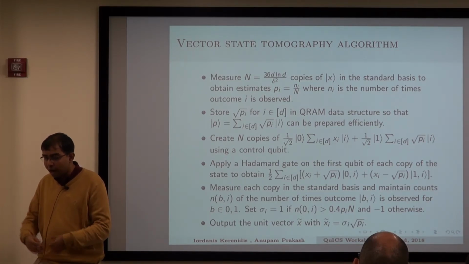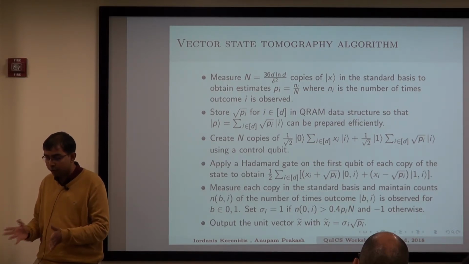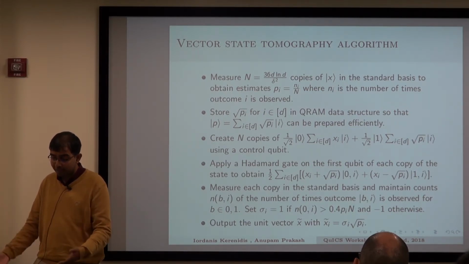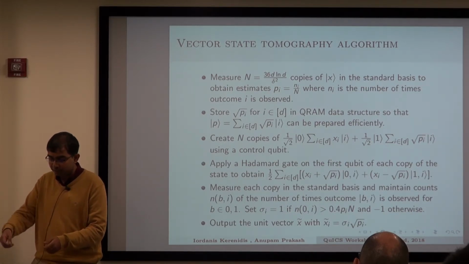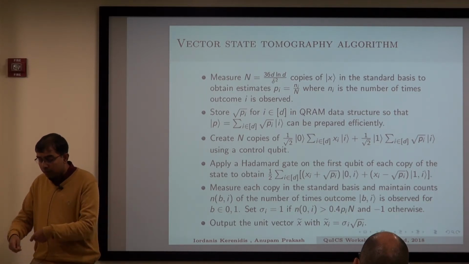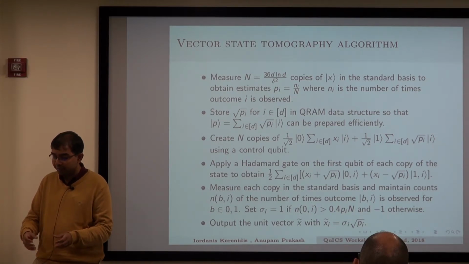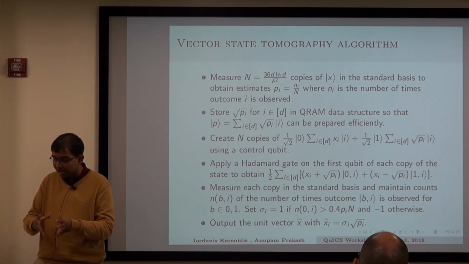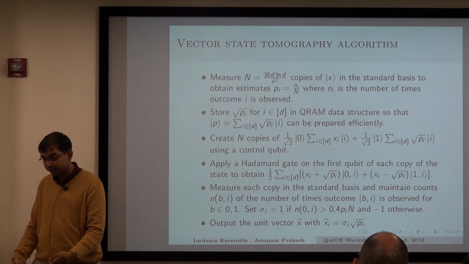So after having estimated the standard basis outcomes for these n copies of x, we store our estimates in the same QRAM data structure so that we can prepare the state sum of square root p_i |i>. Okay, and now we want to do sign estimation. So we create the concatenation of the states: x concatenated with the square root p state, and then apply a Hadamard.